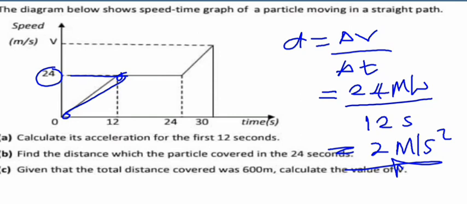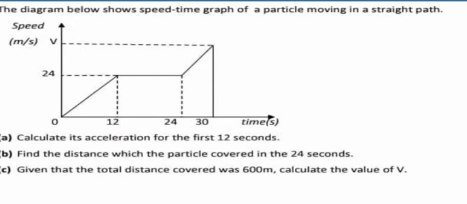The next one. Find the distance the particle covered in the 24 seconds. So we need to calculate the distance covered by the particle in 24 seconds. So starting from this point here, from 0 up to 24. If you can see clearly, this shape here is also a trapezium.